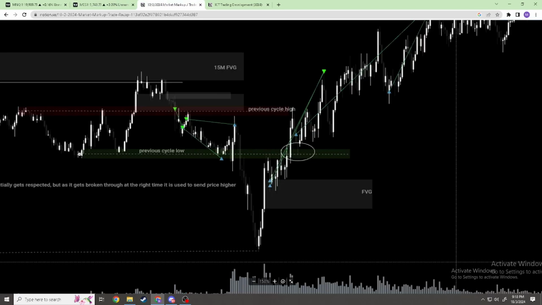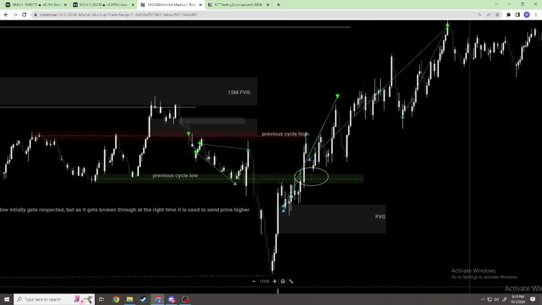Using the previous cycle low, which is from 7 to 8:30, my apologies. The previous cycle low is the lowest candle in that cycle. So I mark that out. And what does price do? It takes a little while, and then I say when it gets broken, it'll be used to send price higher. And what does it do? This is why price action in ICT is all you need to be successful.